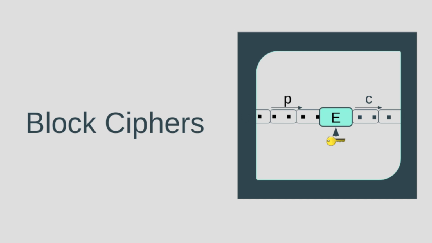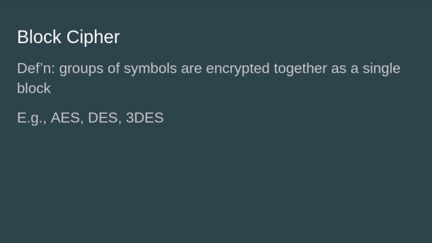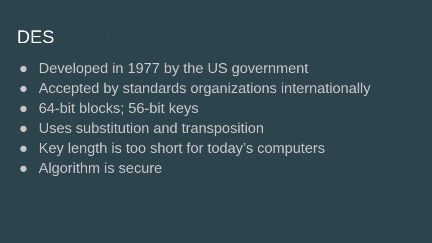So next we'll discuss block ciphers. In a block cipher, groups of symbols are encrypted together as a single block. Examples of block ciphers are AES, DES, and triple DES. The encryption algorithm does the work on the whole block all at once. Block sizes are fixed. 64-bit, 128-bit, and 256-bit blocks are common sizes, and the encryption must be done on blocks of that size.